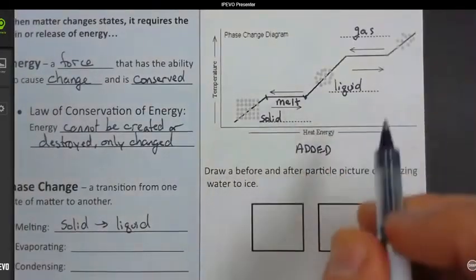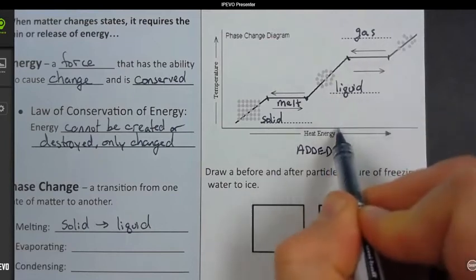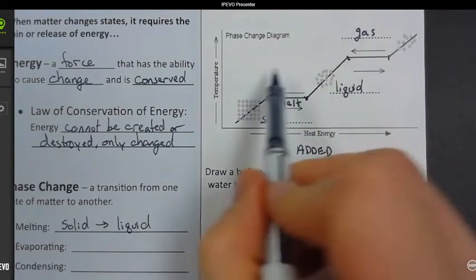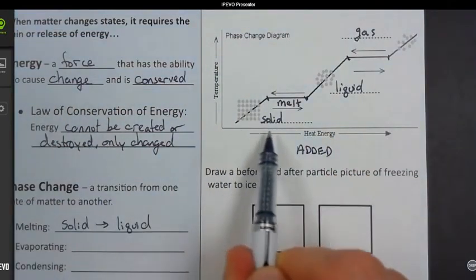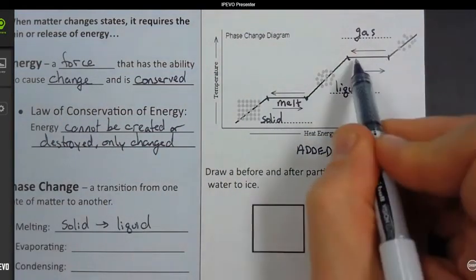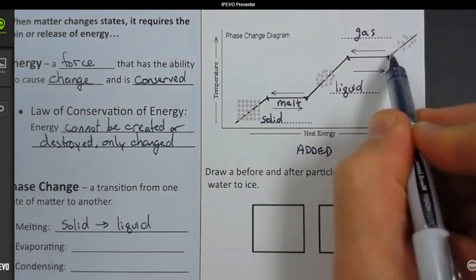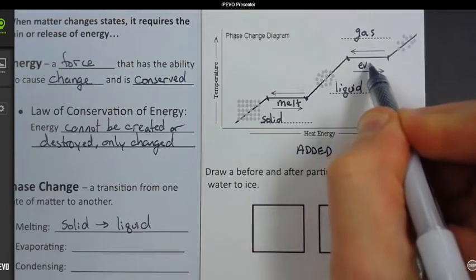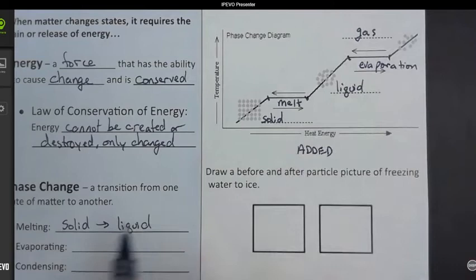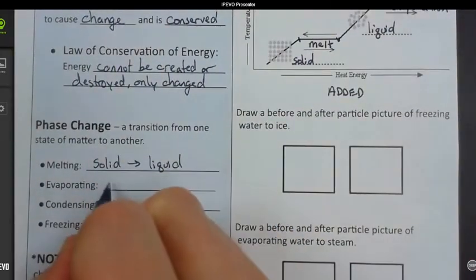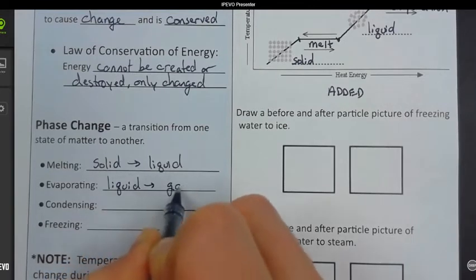Right? So again, at that same plateau, but now at a higher temperature, energy is still being added, but our temperature is staying constant. So some change has to occur while energy is being added. So the change that's occurring from here to here is that we're going from a liquid to a gas, and we refer to that as evaporation. Okay, so evaporating is when we go from a liquid phase to a gas phase.